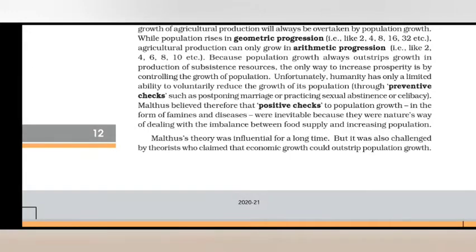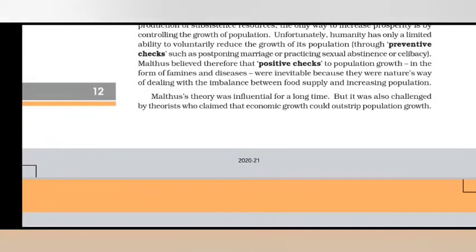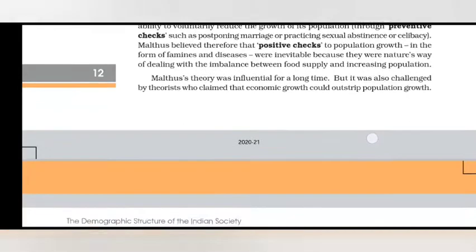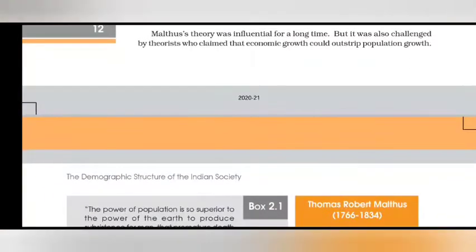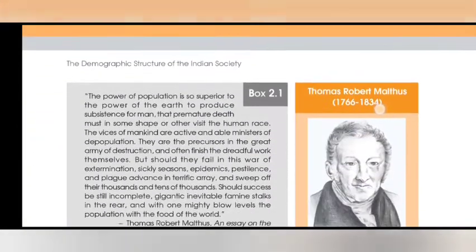Malthus believed, therefore, that positive checks to population growth in the form of famines and diseases were inevitable, because they were nature's way of dealing with the imbalance between food supply and increasing population. Malthus' theory was influential for a long time, but it was also challenged by theorists who claimed that economic growth could outstrip population growth.